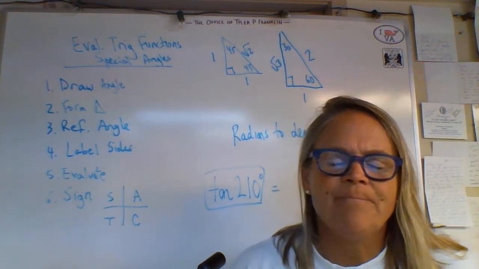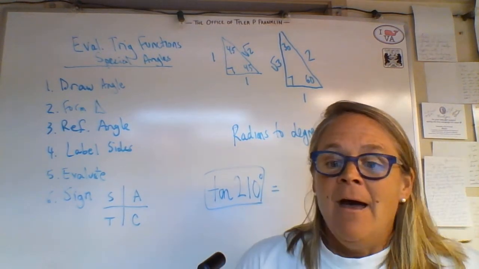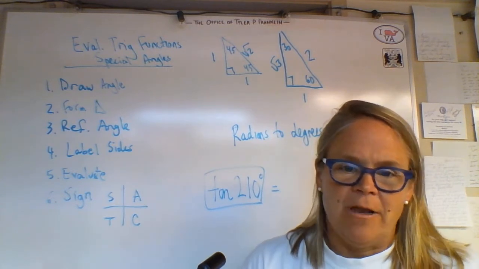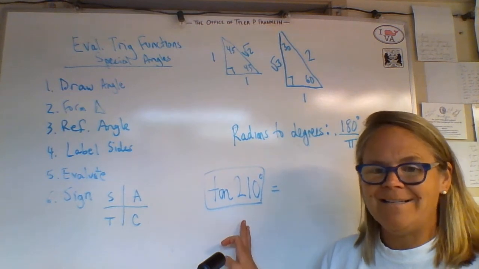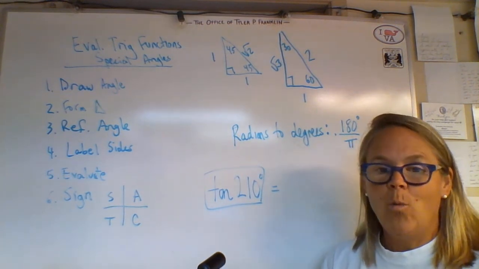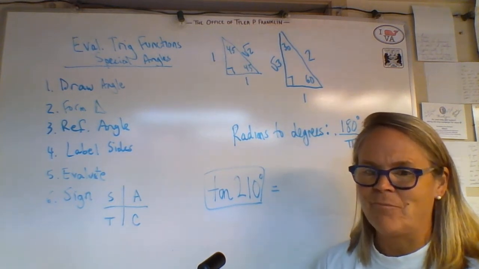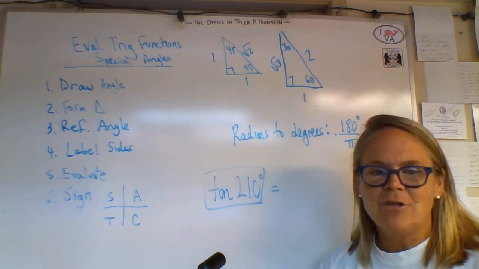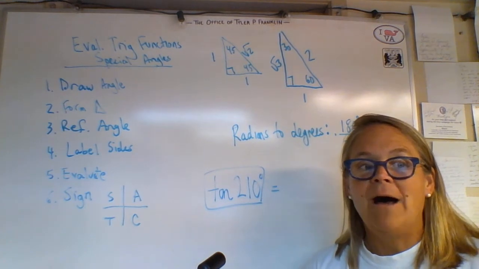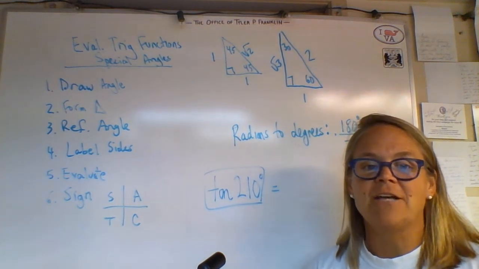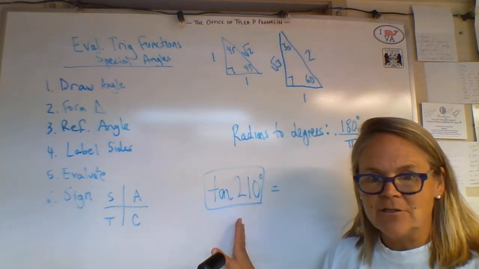Today we are evaluating trig functions of special angles. Call this the loaded question. If you can find the tangent of 210 degrees without a calculator, you can't use a calculator and give me a decimal. You have learned the beginning of everything that you should about these angles and these rotations of trig values. So I'm going to ask you to do this.